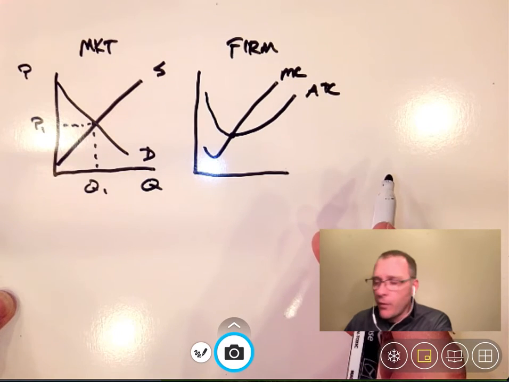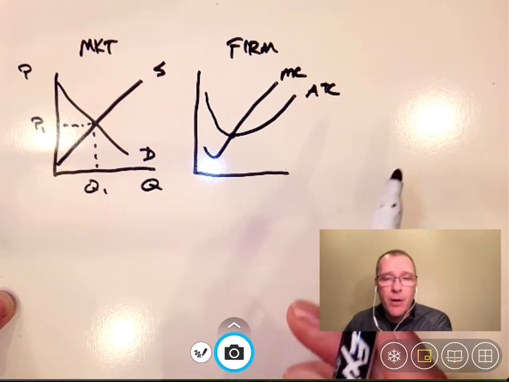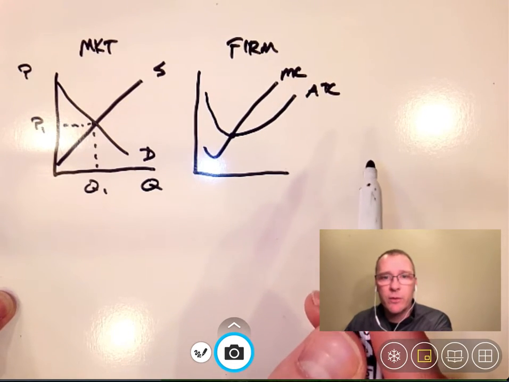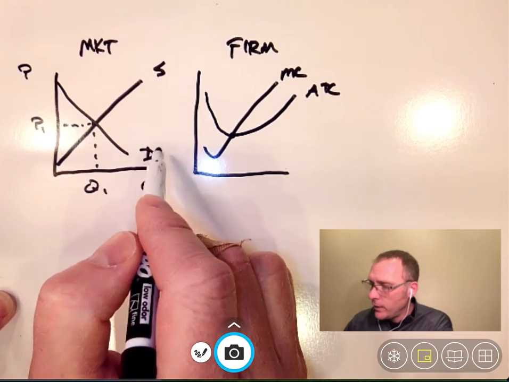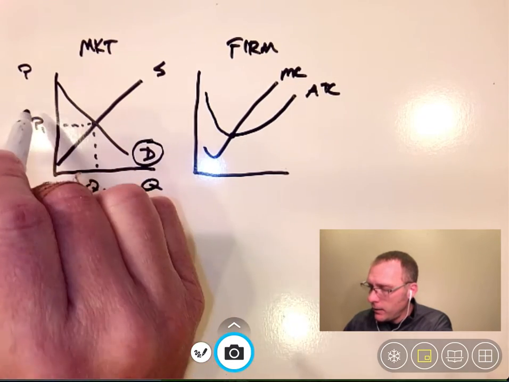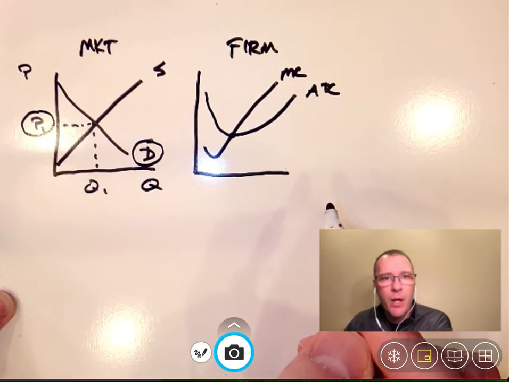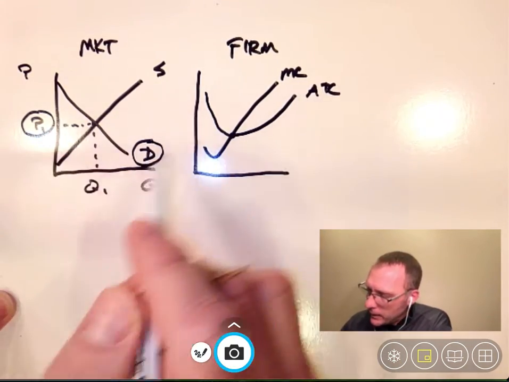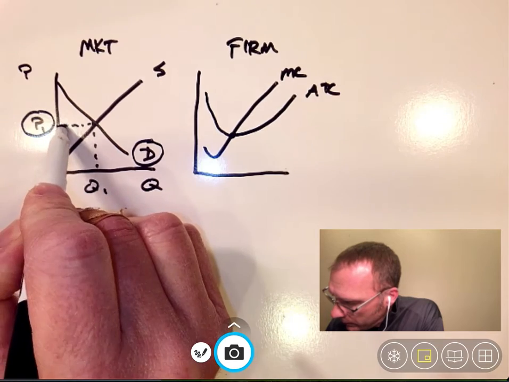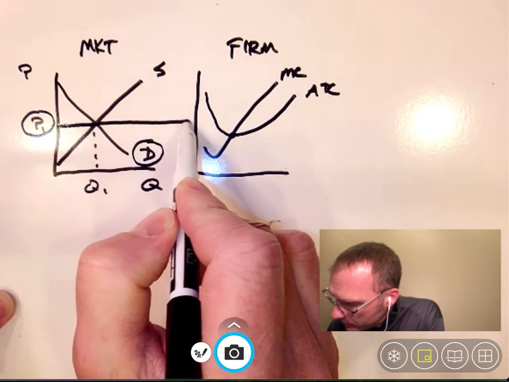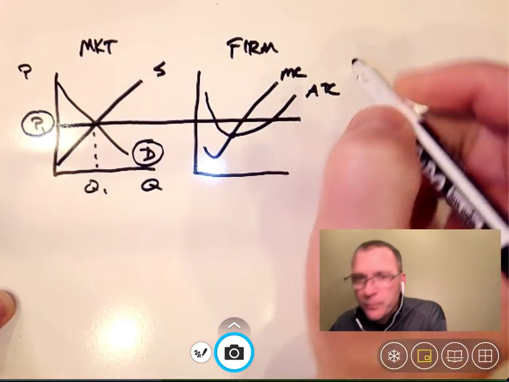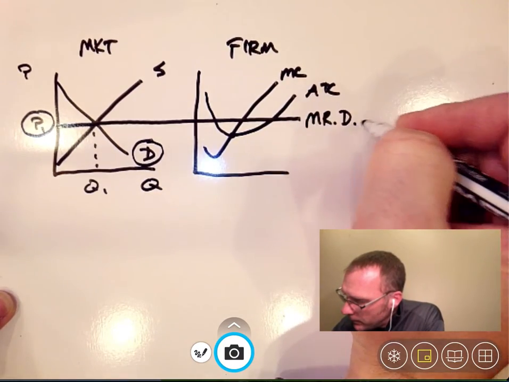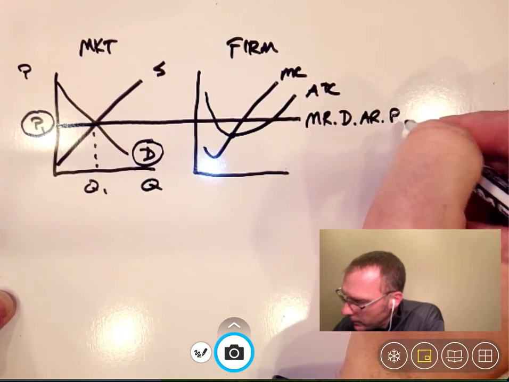And now my marginal revenue. Where is that coming from? Well, my marginal revenue is equal to demand, which is equal to average revenue, which is equal to the price. Well, you can see over here, here is my demand and my price in the market. So how does the firm get a price and demand for their product? It gets it from this graph over here. And there's a line that comes right straight through. That line is my marginal revenue, demand, average revenue, and price.